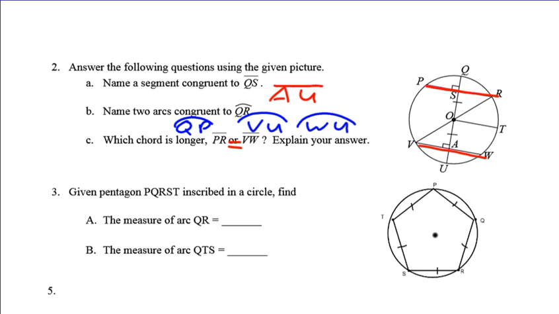For the pentagon, we know that congruent chords make congruent arcs. So all of these arcs are going to be the same as well. 5 arcs together make the 360 degrees. So each arc is 72 degrees, including QR.